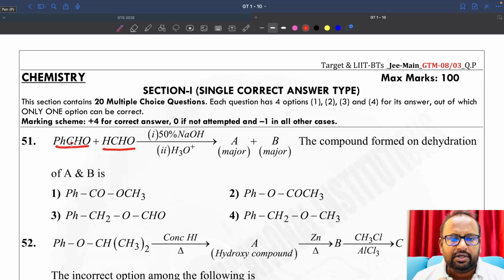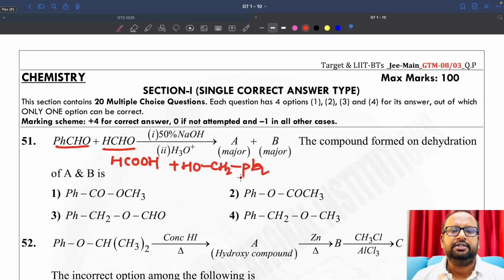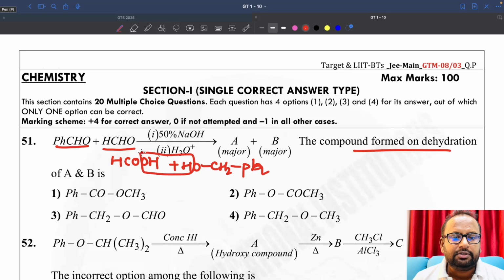So this is going to be oxidized to form formic acid, HCOOH, and this is going to be converted into benzyl alcohol. I'm writing the benzene as Ph. So this is benzyl alcohol and formic acid, and then these two are dehydrated. When these two are dehydrated, a water molecule will be lost here. So this portion will be out, and this part is connected to this one.